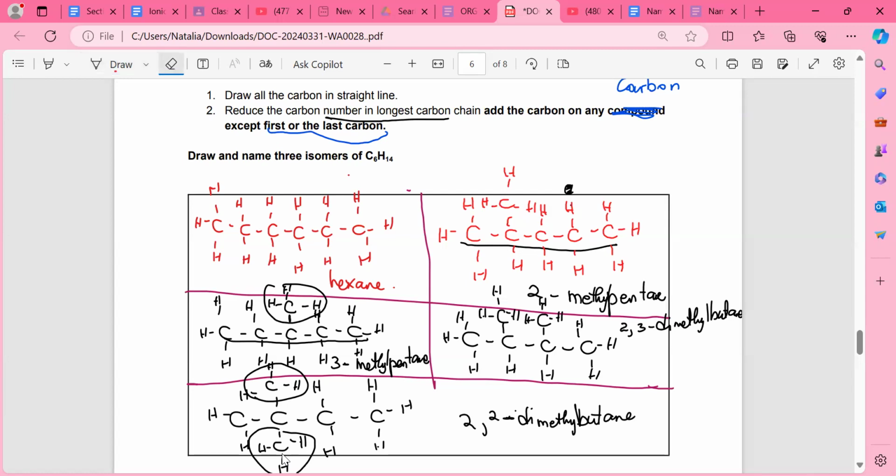Clear? All right, so you are going to draw and name 2 isomers of C7H16.